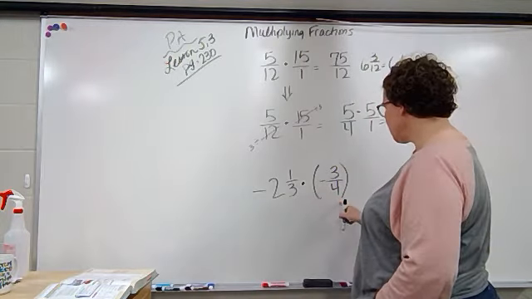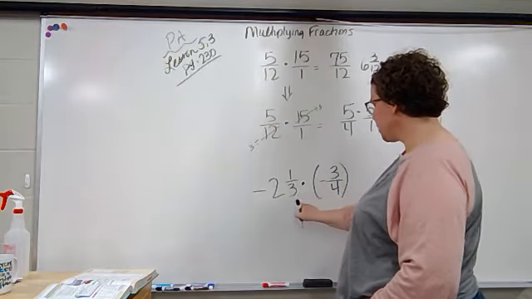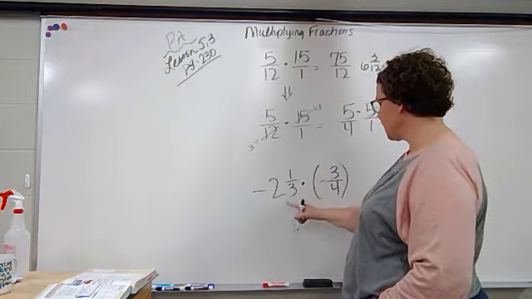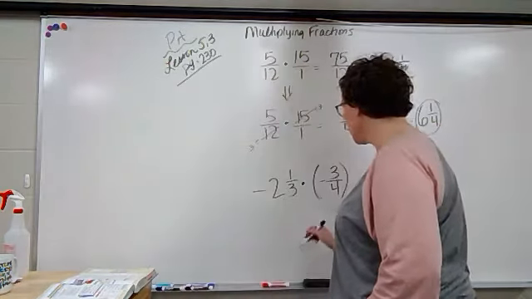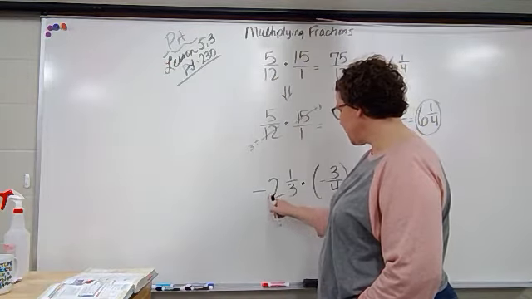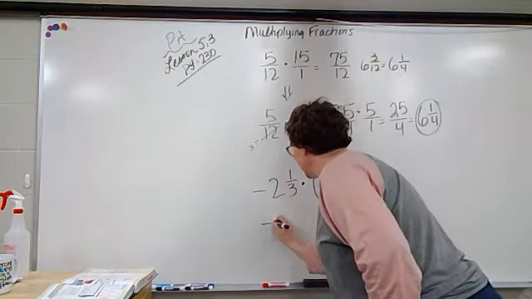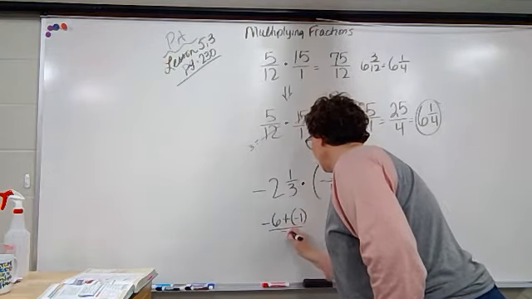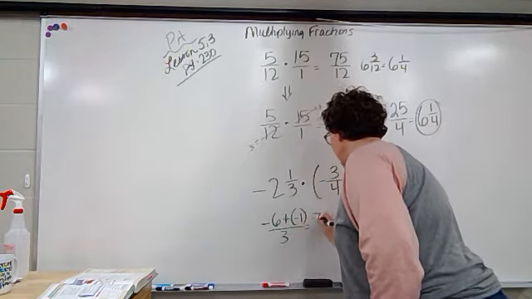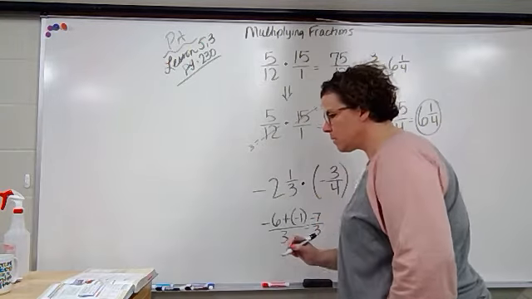So in order to multiply these, I have to change this into an improper fraction. So I'm going to go with that rule in the middle of page 231. 3 times -2 is -6. -6 plus -1 over 3, which gives me -7 over 3.